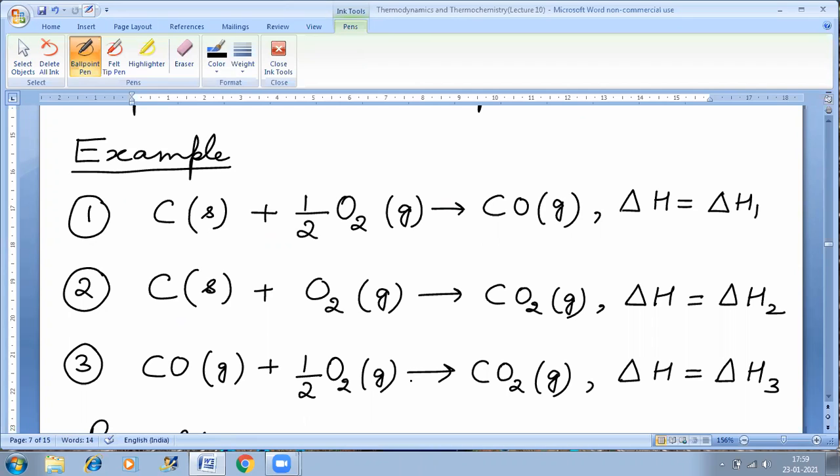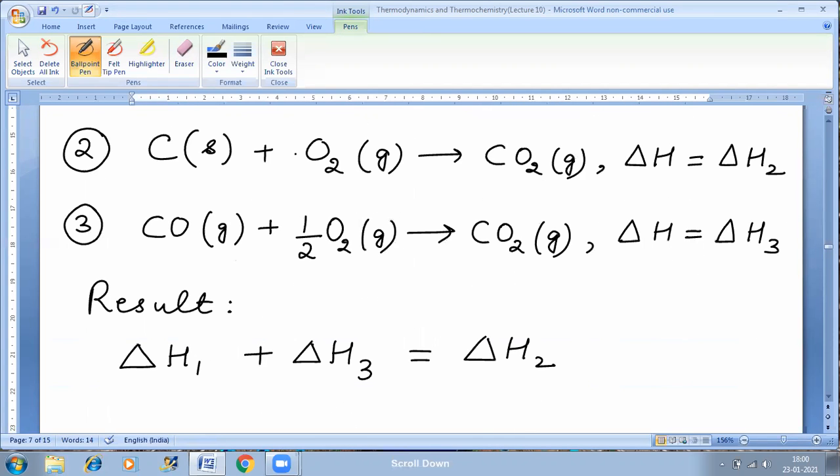Delta H values are given. So delta H1 is for the first reaction, the enthalpy change for the second reaction is delta H2, and the enthalpy change for the third reaction is delta H3. If I add two reactions, their corresponding delta H values also get added up. So this is the conclusion.